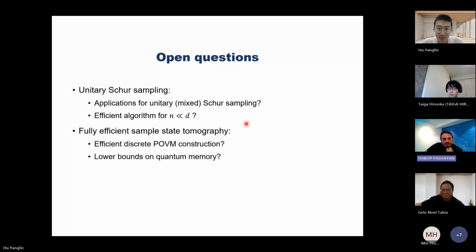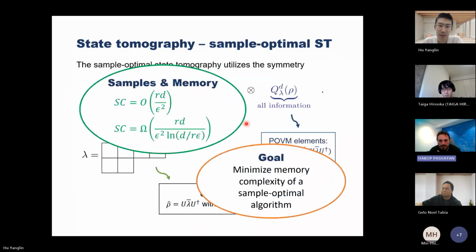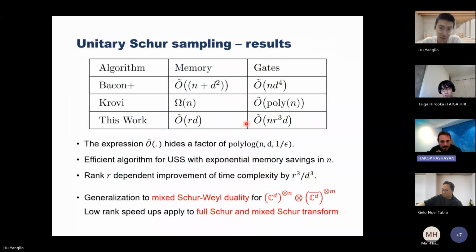Can I just ask? I just want to comment on this efficient algorithm for n much smaller than d. I guess in that case the Crovey algorithm is the way to go. Is that right? Because everything's poly n in the Crovey algorithm. Right. Yeah.